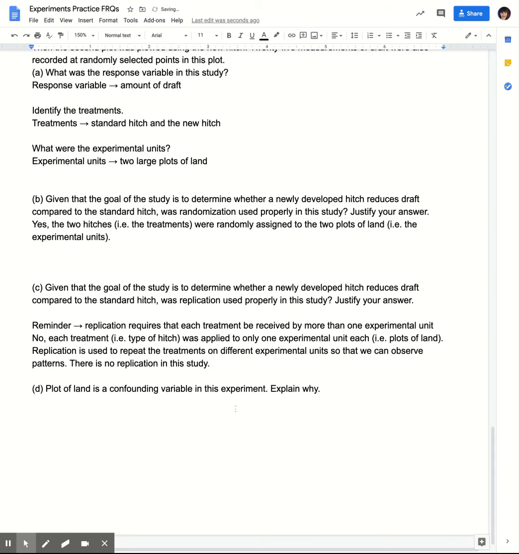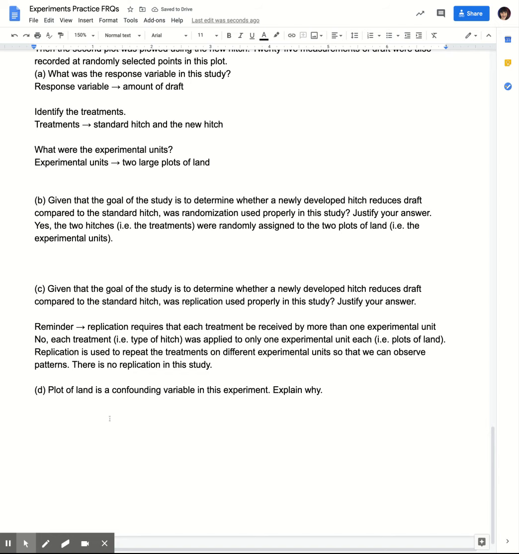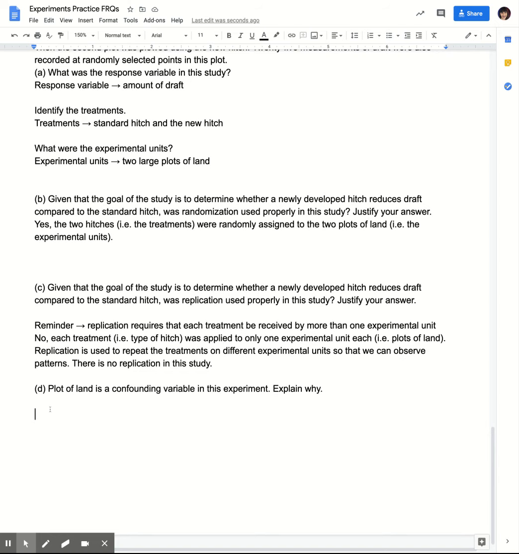All right. Last part here. It says plot of land is a confounding variable in this experiment, and it asks you to explain why. Okay. And it all goes back to this idea that we only used one experimental unit. So it's difficult for us to know, or really almost impossible to know, if the hitch, the treatment that you applied, was the thing that was affecting the draft, or if it was just because one plot of land was better for draft than the other plot of land, just because of its other characteristics.